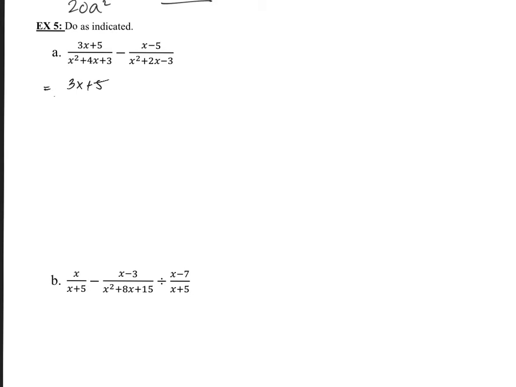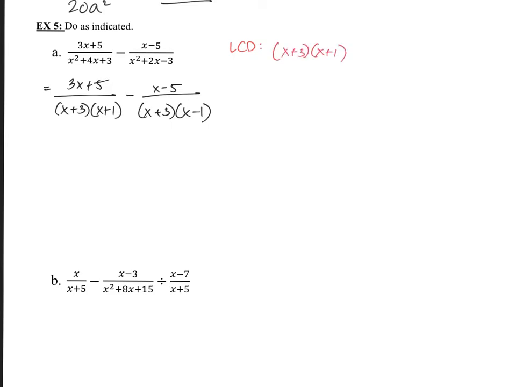Alright, so factoring these, I get x plus 3, x plus 1, minus x minus 5 over x plus 3, x minus 1. Alright, so these are my two denominators. Now for the LCD, I want to make sure they're both satisfied. So I always just throw the first one right on in, and then I check with the next one to see what else I might need. So I'll go ahead and put that x plus 3, x plus 1. Okay, this one's satisfied.